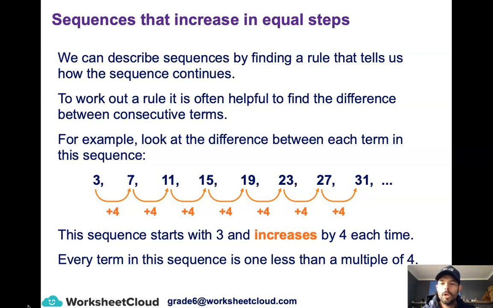You can also notice that every term in that sequence is 1 less than a multiple of 4. So 3 is 1 less than 4, 7 is 1 less than 8, 11 is 1 less than 12, etc., etc. Again, an infinite sequence based on the 3 dots at the end. We could keep adding 4 forever, really.